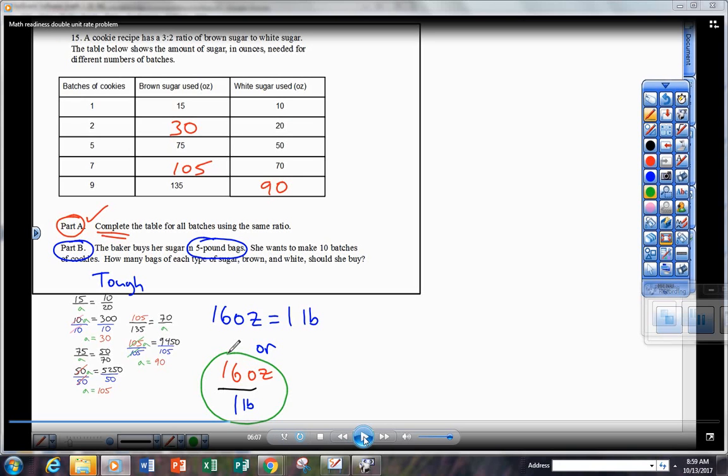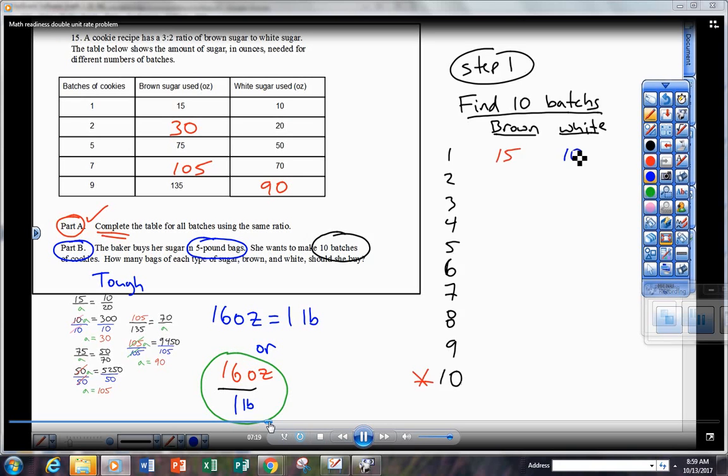First thing I'm going to do though is use the table's pattern to figure out how many ounces of cookies in the 10th batch. So what I did here for my batches, I listed it all out by ones just so you could see really what's going on with this pattern here, and then that will let me easily find how many ounces for brown sugar and then ounces for white sugar, and then I'll use those two numbers to finish up this problem.